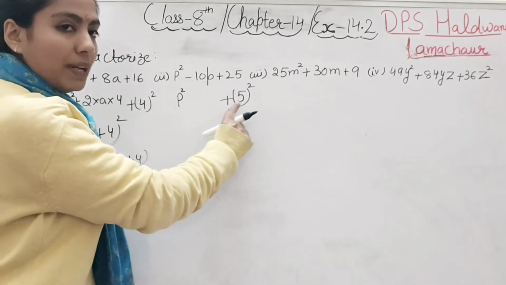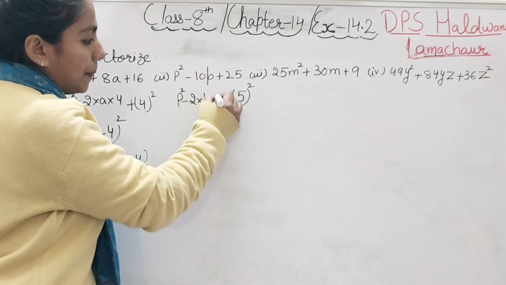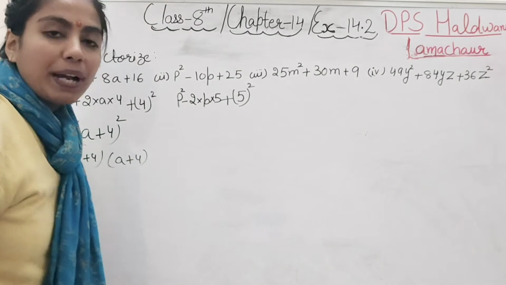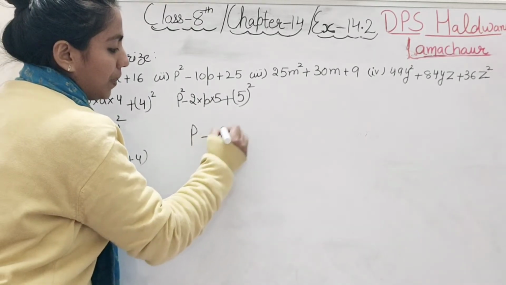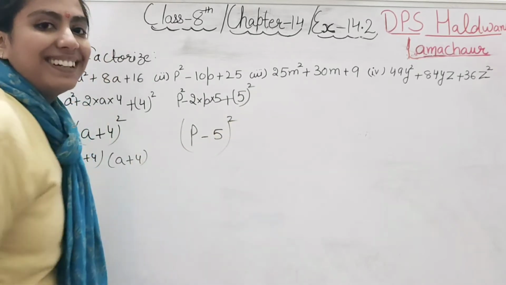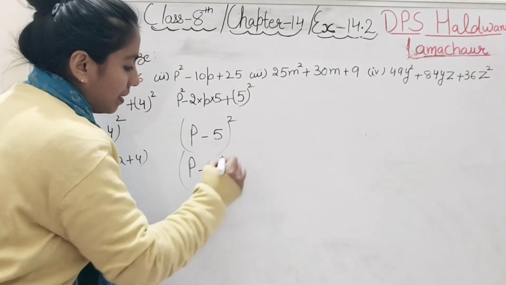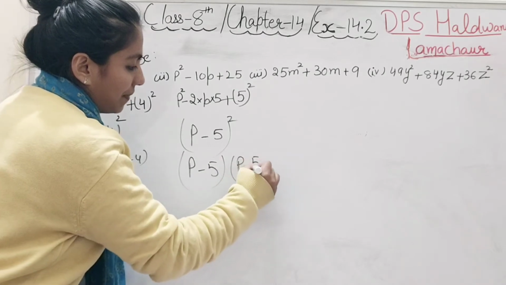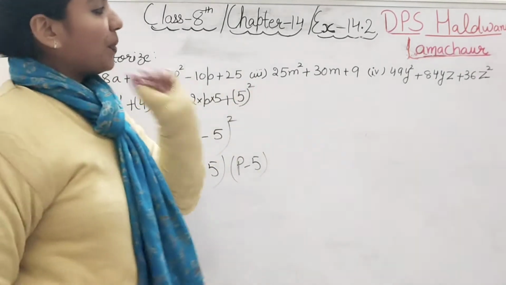So A square plus B square minus 2AB. Because there is a minus sign here, you can write A minus B whole square. Right, student? Or you can write P minus 5 and P minus 5. Right? So, very simple. Now coming to our question number 3.